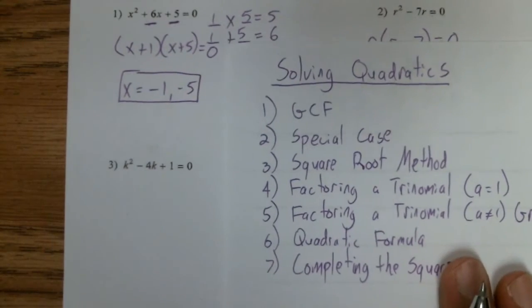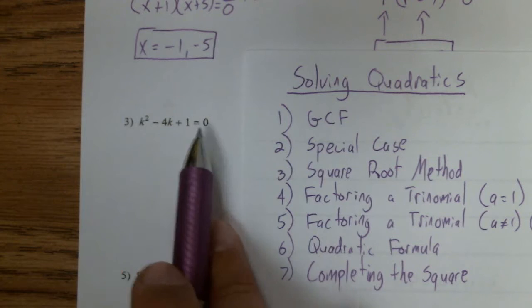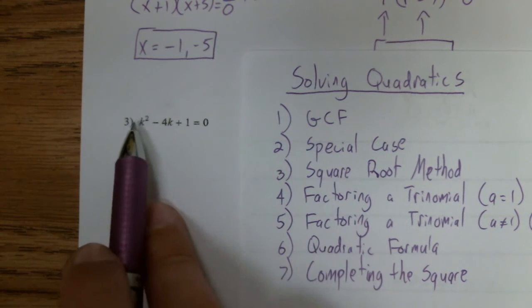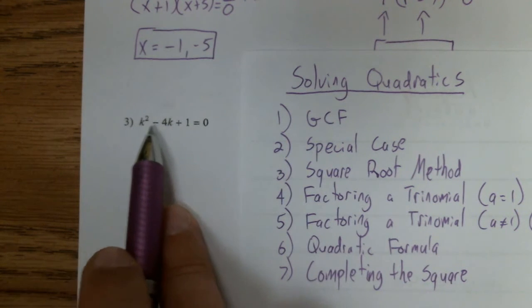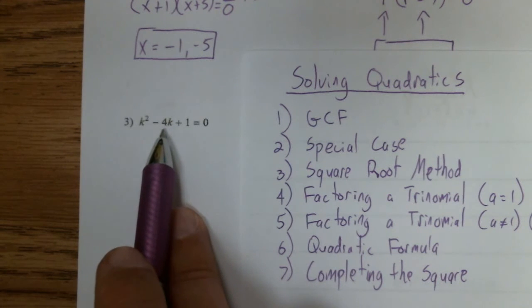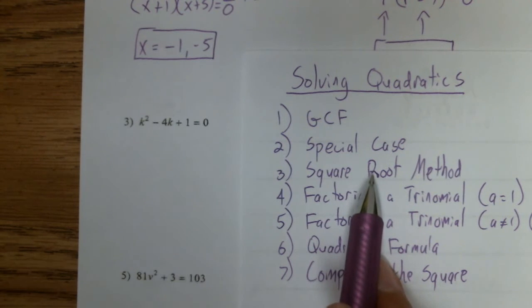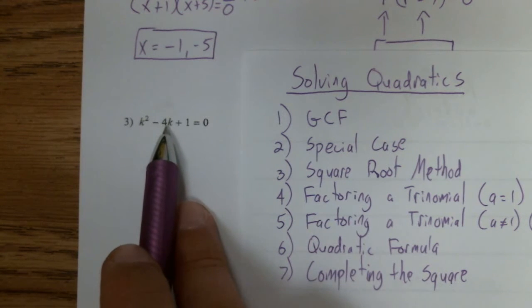Okay, so number 3. Okay, can I use GCF? No, because I have a C term. Is that a special case? Well, let's see. Yeah, I can take the square root of that. I can take the square root of 1, but when I multiply 1 times k and double it, I don't get negative 4k. Okay, so I can't use the special case. Can I use the square root method? No, because I have a B term.